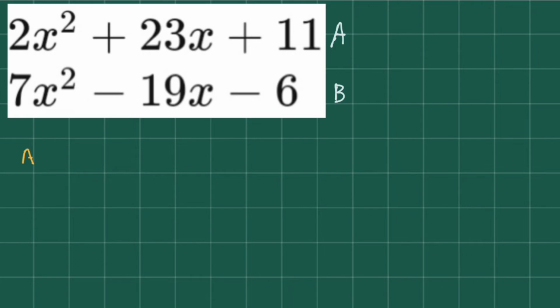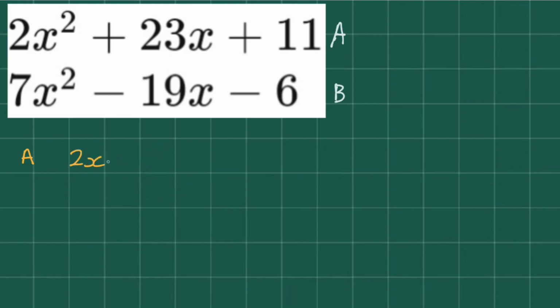We'll start with A. Good place to start as any. Now, we multiply the A by the C to give us 22. Now we've got factors of 22, and not very many. They're not brilliant. We think about which one of those would best get to 23. Okay, and we are going to pick the first one, because if we add them together, it gives us 23. So we're going to be going with 1 and 22.